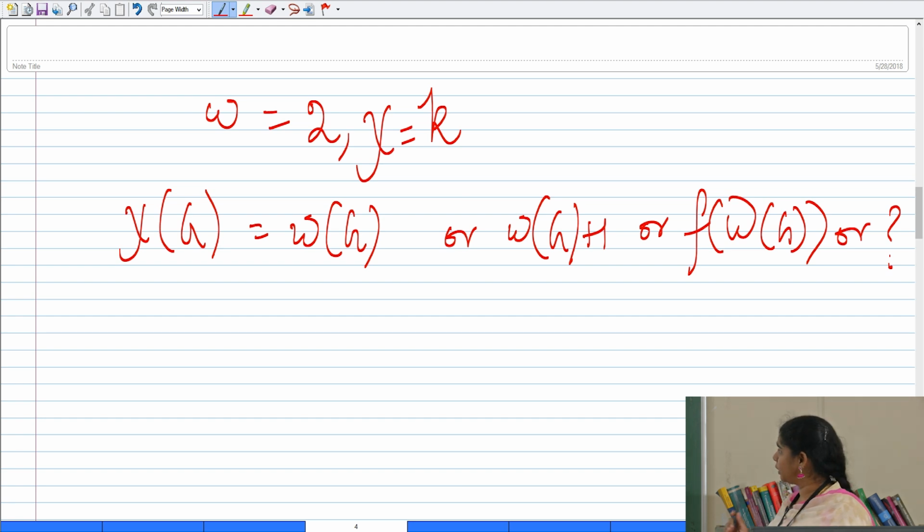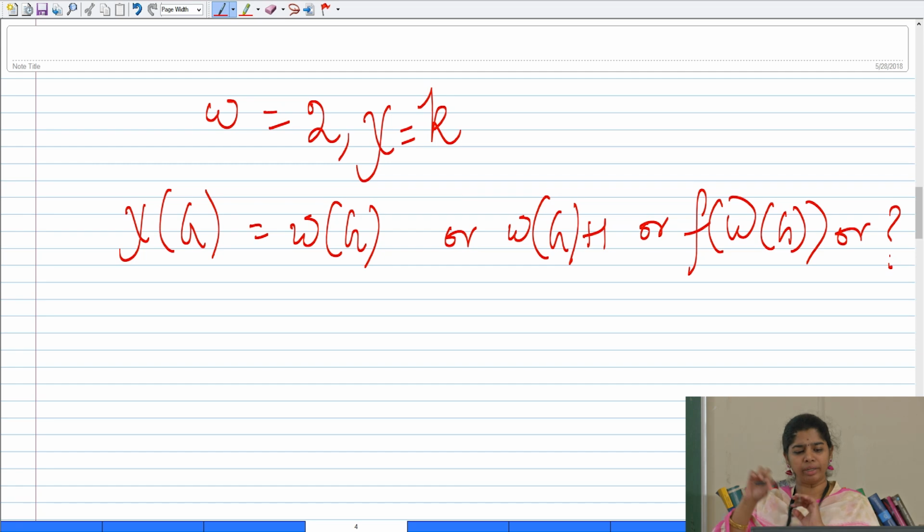So, this is one question which people were trying for a long time, over decades people were fighting over this, and still there is a fight going on. Is chi of G equal to omega of G, or is there another possibility, omega of G plus 1? Or is it a function of omega of G, or is it any other value?